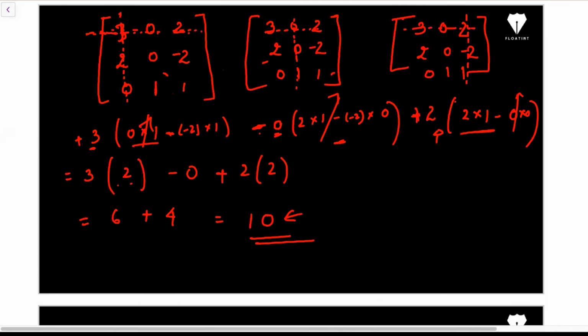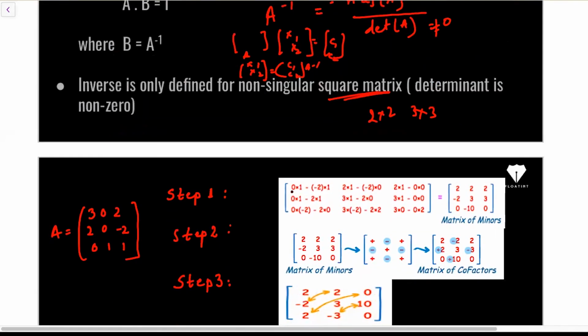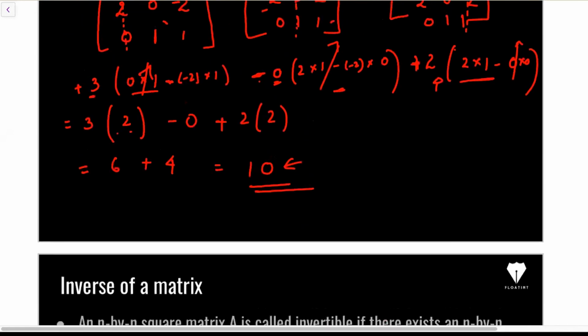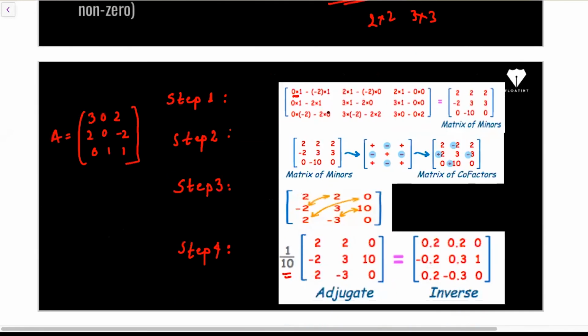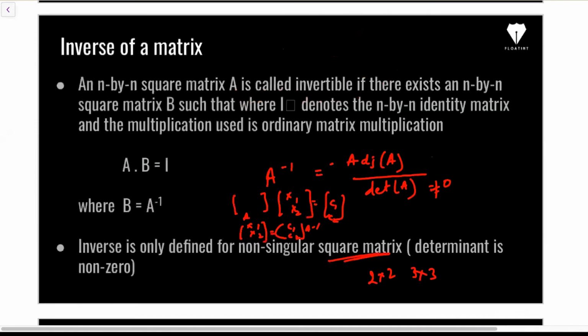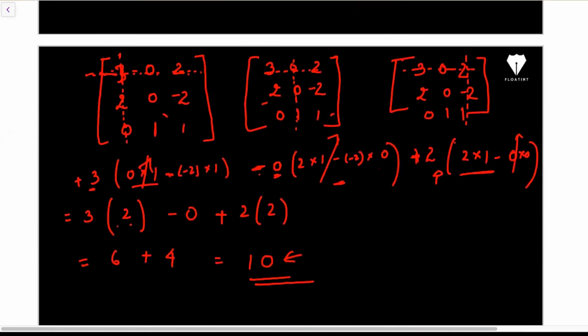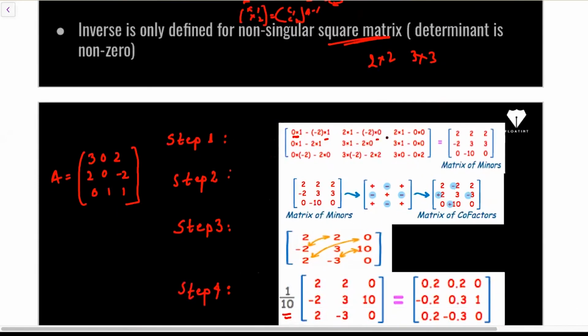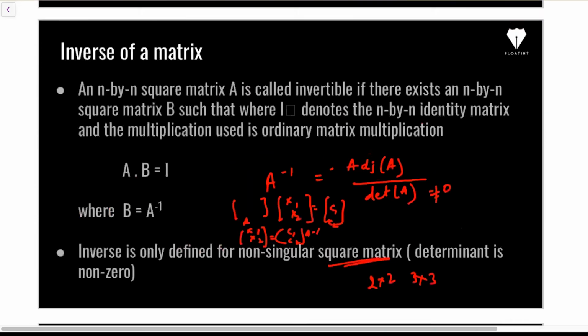If you see, for the first one, a similar thing is happening. For 3, it has 0 multiplied by 1, and then minus of minus 2 into 1. Similarly, for the next one, 2 into 1 minus 2 into 0. So only these three terms we calculated for the determinant. For calculating the adjoint, you first have to do this for each and every element, and the resultant matrix is what we call the matrix of minors. This is the resultant matrix you get after doing the process for each and every element.